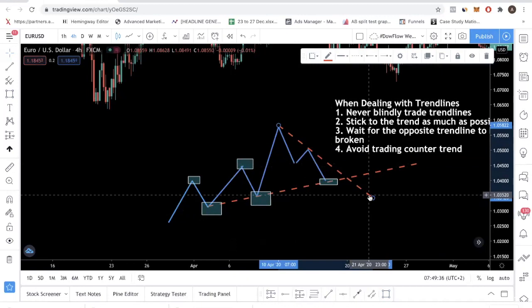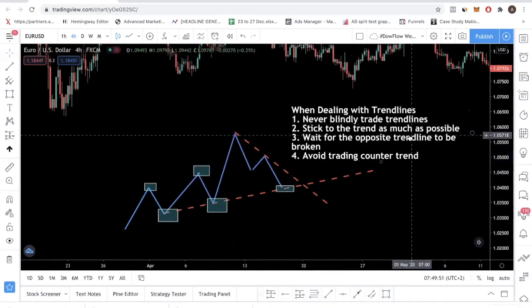So always look at the trend, and that's why I keep emphasizing the need to look at your market condition to determine whether you're in an uptrend, a downtrend, or consolidation. What is the market condition you're in? Then you want to stick towards that. So learn to stick towards the trend as much as possible.